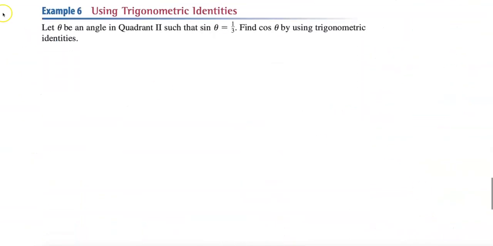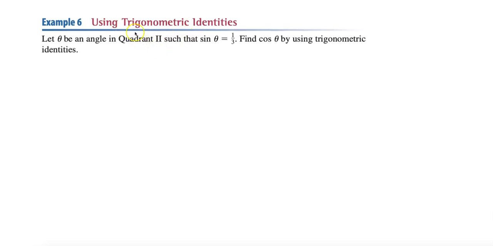Okay, trig identities. This is another one where I don't actually use trig identities. I just make a triangle. I think that's the easiest way to do it. So let theta be an angle in quadrant 2 such that sine of theta equals 1/3. Find cosine. So all we're gonna do is this.